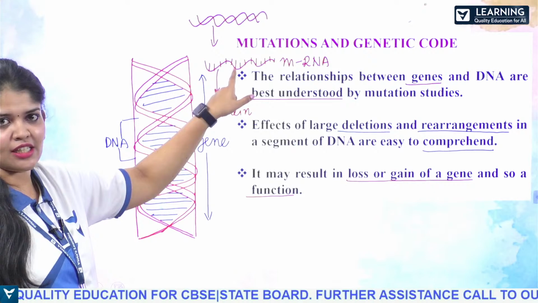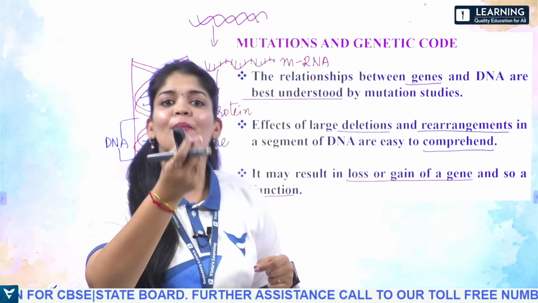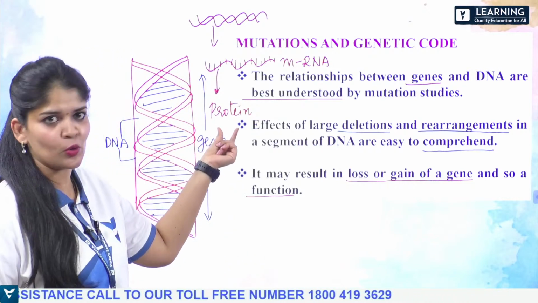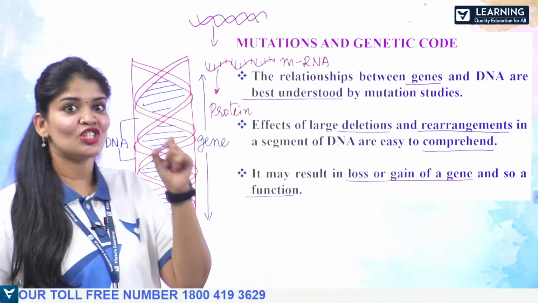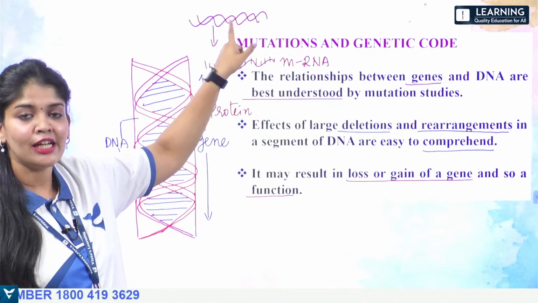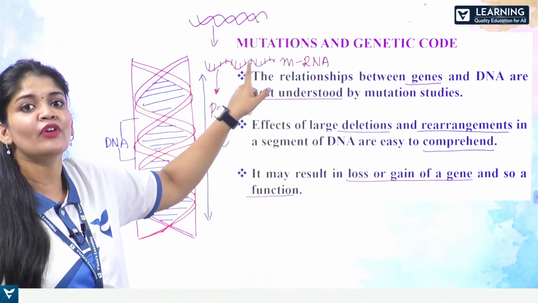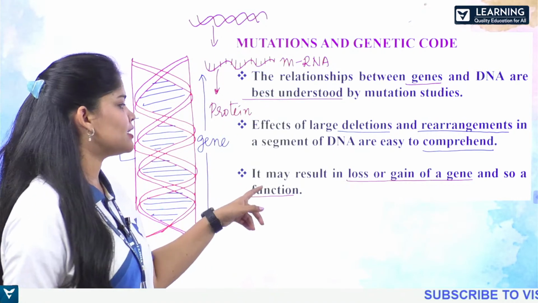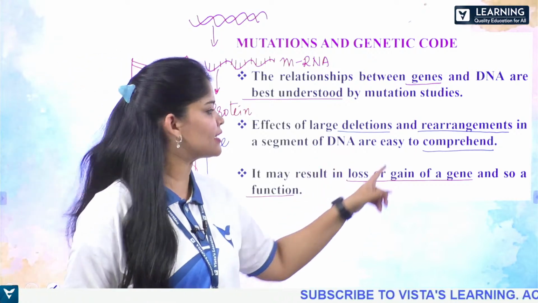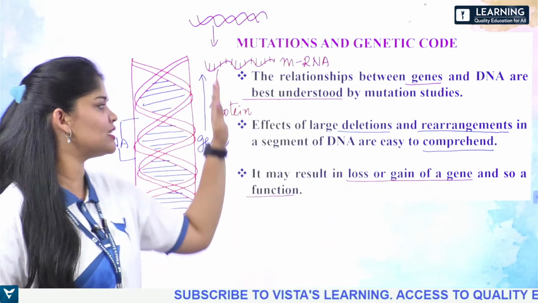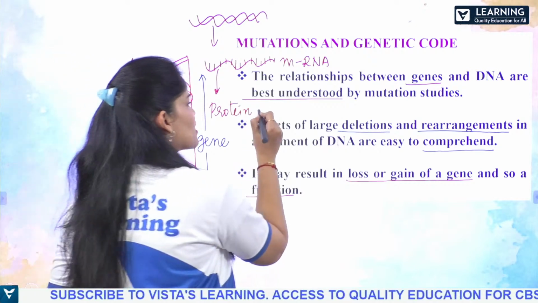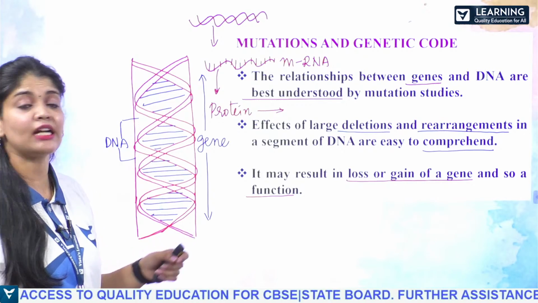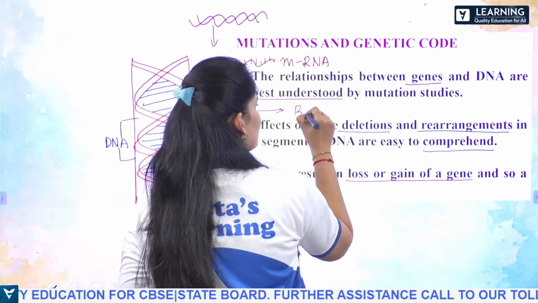Now that change will show up as a change in the sequence of amino acids in the structure of the protein. So whenever a change happens at the gene level, it is going to be reflected in the mRNA, and finally in the structure of the protein. That is why it may result in loss or gain of function. Finally, the mRNA is translated into a protein, and that protein will show biochemical activity, a biochemical response.